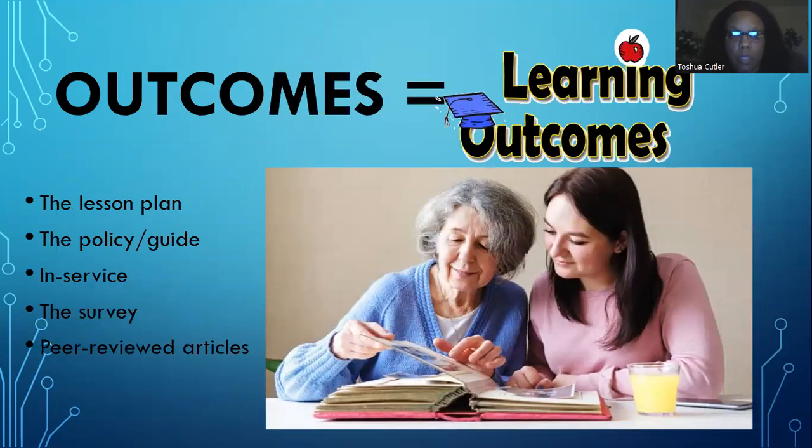Outcomes equal learning strategies. The peer review articles helped to improve my understanding of people living with dementia. It also educated nursing staff on dementia. The lesson plan helped me to educate and guide the nursing staff on what is dementia. And the policy and guide provided me information on how to take care of our residents with dementia within our facility. The in-service provided education and training on communicating with patients with dementia. And the survey provided me with feedback on the information that was presented to the nursing staff.